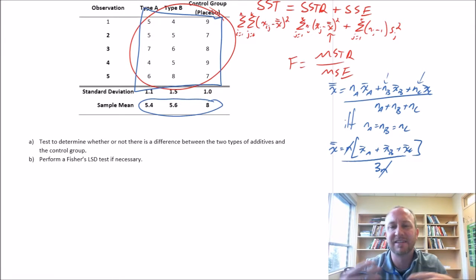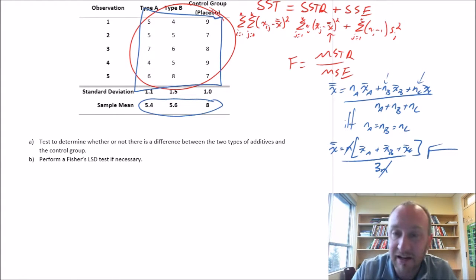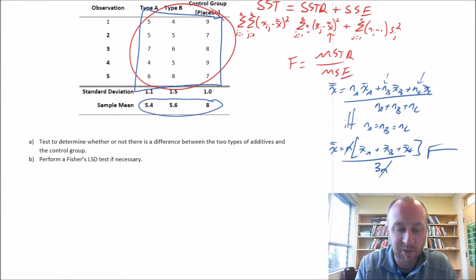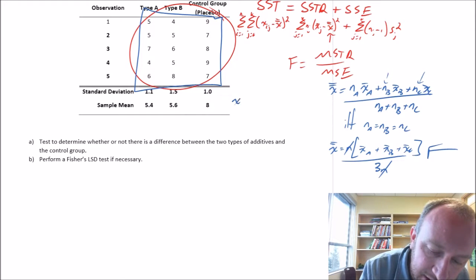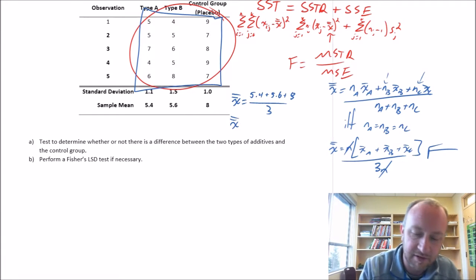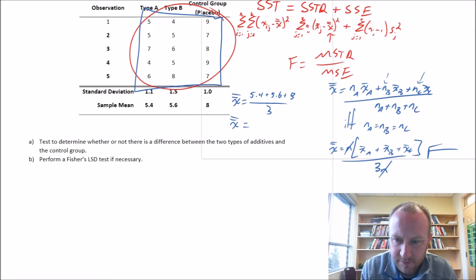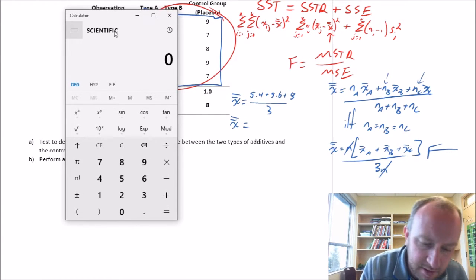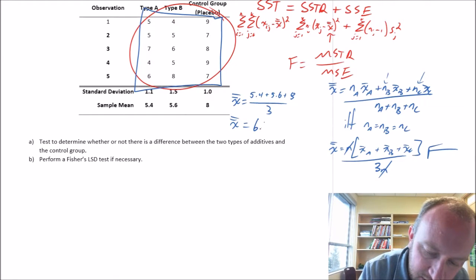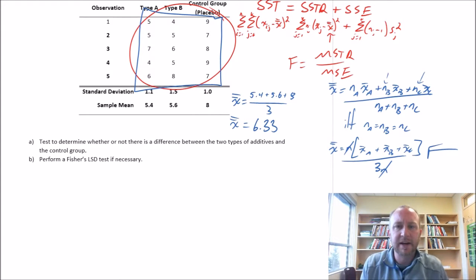Now I'm sort of stressing this because it's often the case that students jump straight to that calculation right away. And that's fine, it's a shortcut, but it only works in that one case where your sample sizes are the same. In our situation here, it happens to work, so we can use this shortcut. So when I want to calculate that grand mean, it's just going to be 5.4 plus 5.6 plus 8 divided by 3. So 6 1/3 is our grand mean, 6.33. Okay, so that's what we'll be working with.